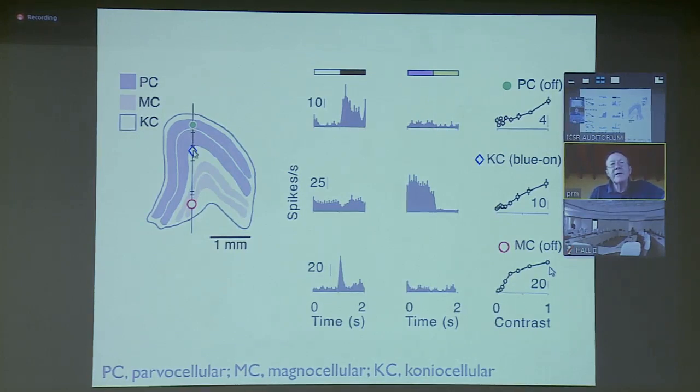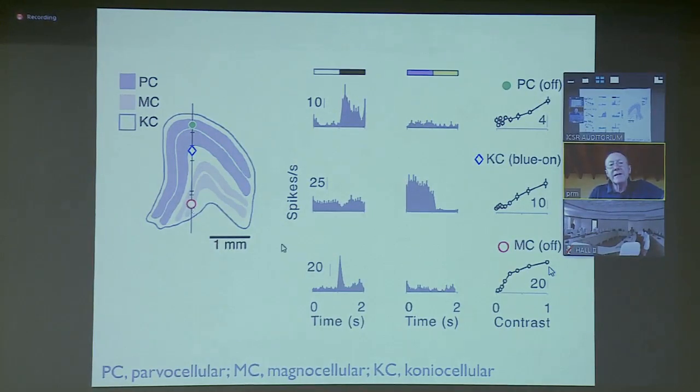Now our electrode passes into the coniocellular layers, and we find that about 20 or 30% of the cells in these layers do get strong functional input from shortwave cones. You see, the cell doesn't care very much for brightness change, but when the shortwave cones are activated, we see a massive increase in the output of this neuron. So this is a so-called blue on, yellow off cell. So we assume that this cell type, even though it's not transmitting in the same way as parvo and magnocellular cells are, even though it's one of this mixture of rare cell types in the retina, is transmitting a signal that serves color vision.